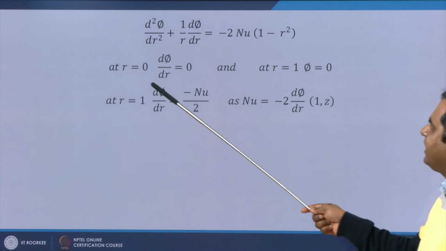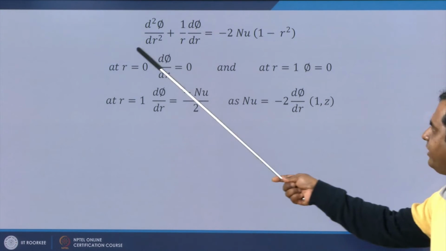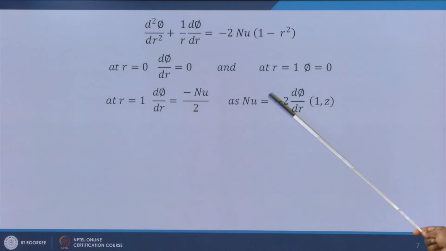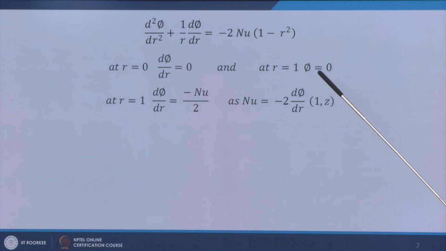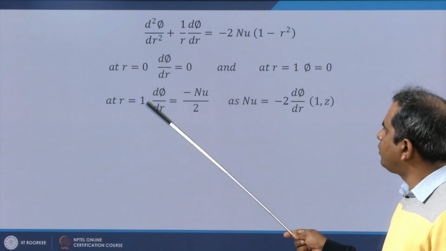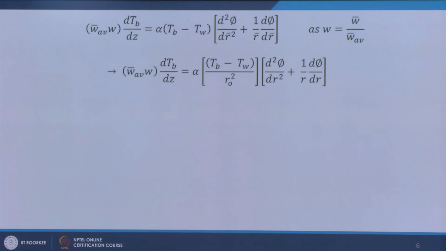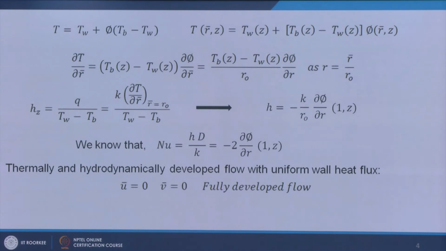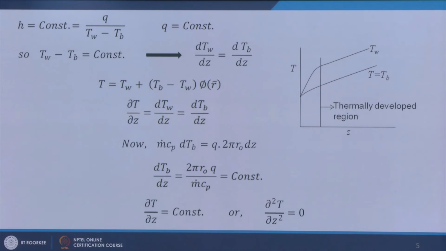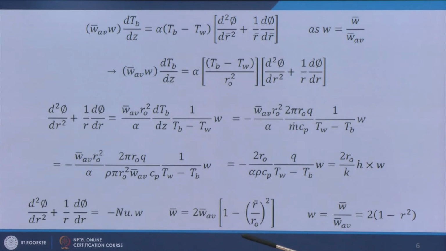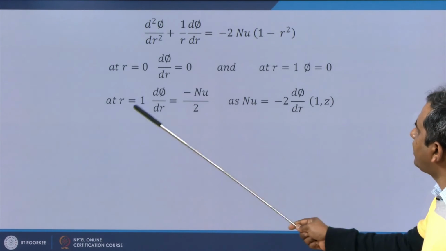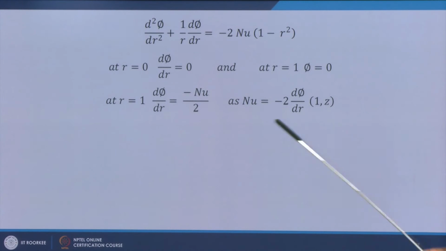The boundary conditions are like this: at r equals to 0, it definitely needs to be bounded, so del phi del r equals to 0. At r equals to 1, phi equals to 0, that means at the wall. Also at r equals to 1, del phi del r equals to minus Nusselt number by 2. This we have already proved a few slides back. Here we have proved that at r equals to 1, del phi del r is nothing but minus Nusselt number by 2, so that will also come as one boundary condition of my equations, at the wall.